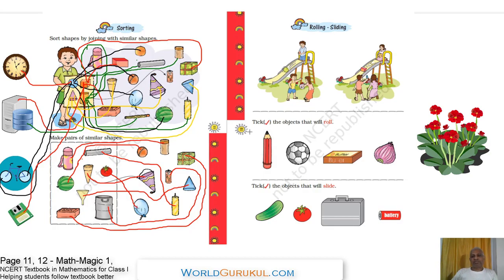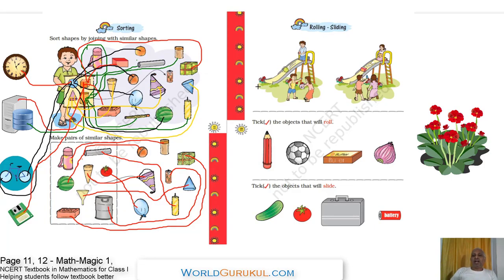Okay? Now turn to the page number 12. Here let us learn about rolling and sliding. This is a slide, right? You play in your school or in any playground, and when you go to the top through this ladder and you yourself come down. How do you come down? You come by sliding, that is sliding.